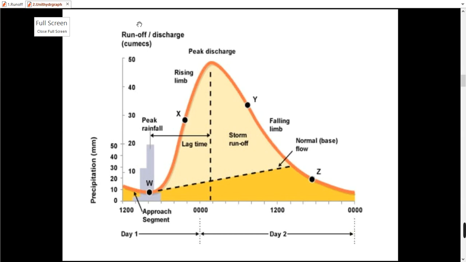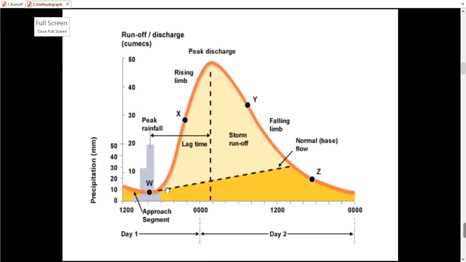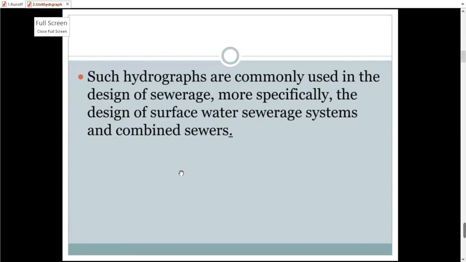I already showed the graph, the unit hydrograph. This is the peak discharge. This is the peak rainfall and normal base flow. This is the falling limb, storm runoff, lag time, approach segment. Right? We will see the definition of each and everything.